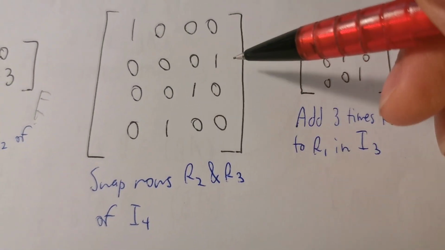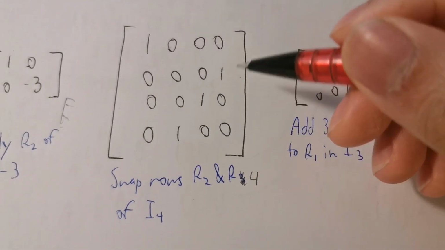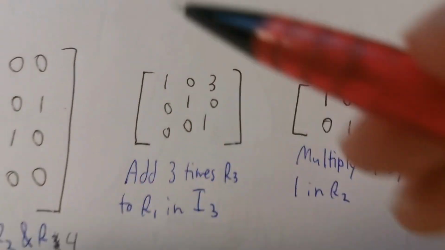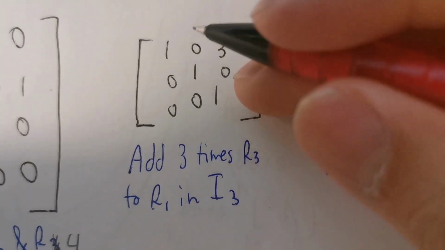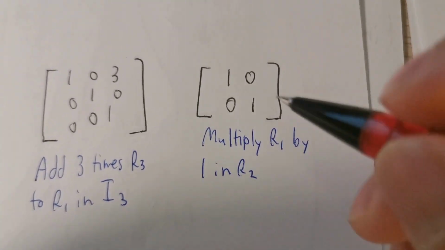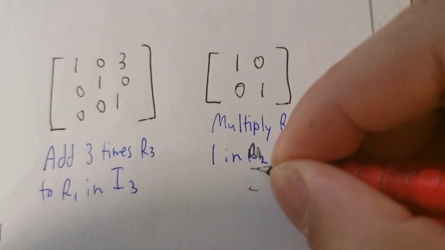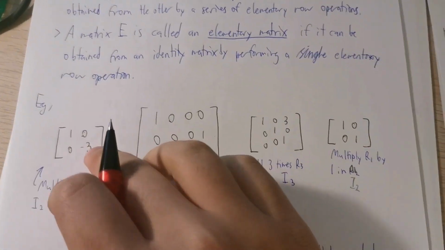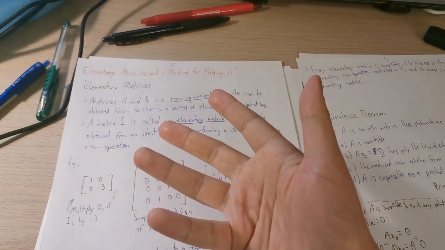Here you can swap the rows R2 and R4 of the identity matrix of size 4 to get this shape, right? Here you can add 3 times the third row to the first row, as you can see here in the identity matrix of size 3. And even crazier, you can just do this: you multiply the first row by 1 in I2. But yeah, this is very, very rudimentary basic stuff. It's just one move away from the identity matrix.